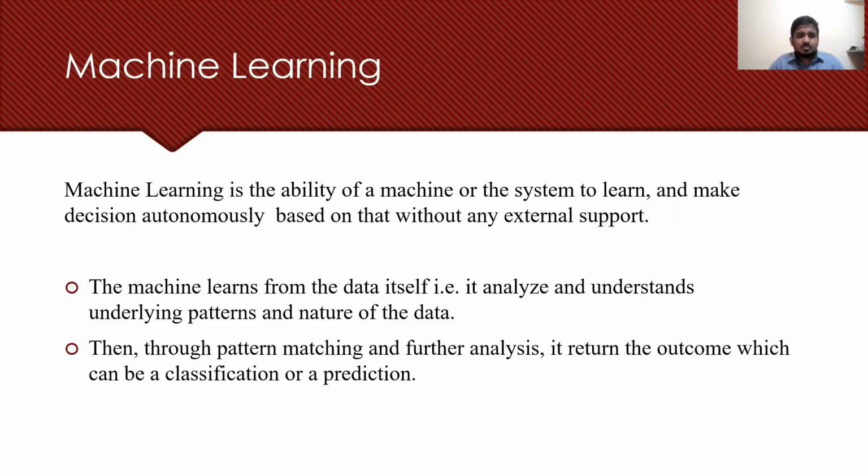So, what is machine learning? Machine learning is the ability of the machine to learn or make decisions autonomously without any effort from the human. How do we do that? The machine learns from the data. It analyzes it, understands the underlying patterns and nature of the data, and then by pattern matching and further analysis, it returns an outcome which can be a classification or a prediction.